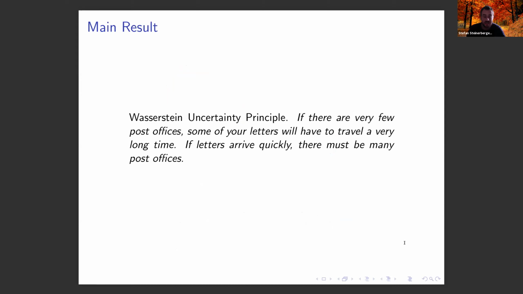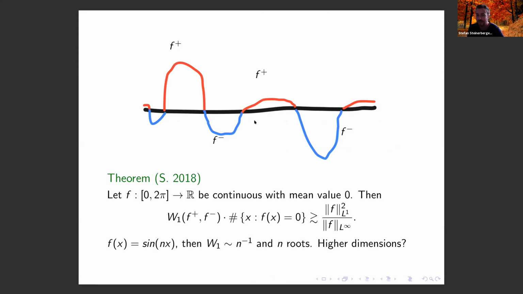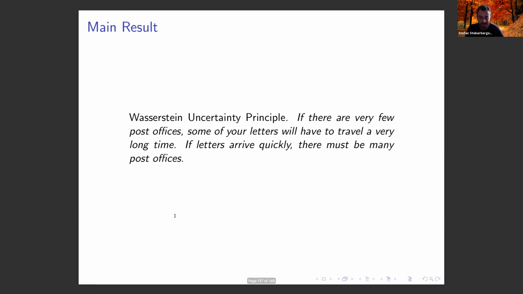I call this a Wasserstein uncertainty principle, because this is an old slide which has gotten very political. But it is the following, right? If you have few post offices, think of your function f as telling you whether you are inside a post office or not. You're positive if you're in a post office, and negative if you're not. Then the zero set is just sort of the walls of the post office, which counts how many post offices there are. And this is the typical traveling distance to a post office. So this actually has some nice geometric interpretation.